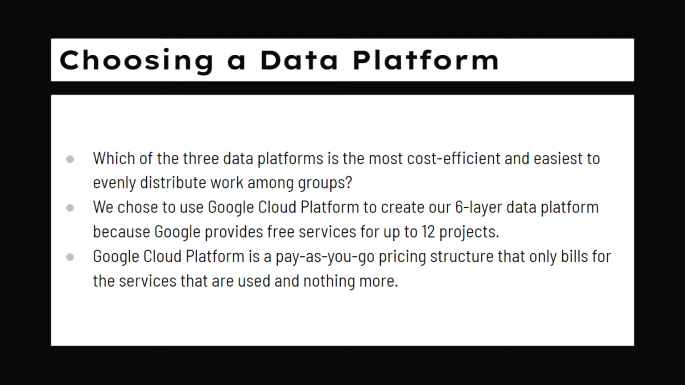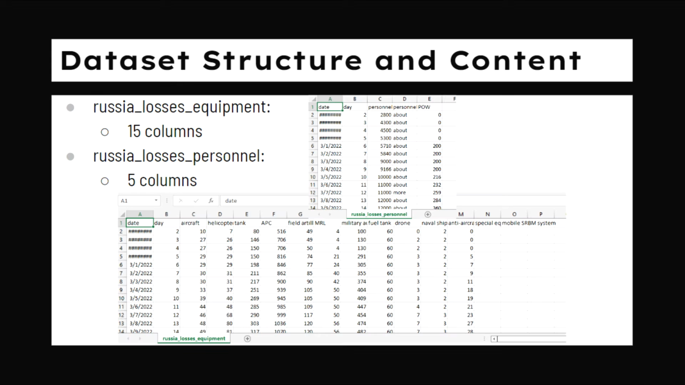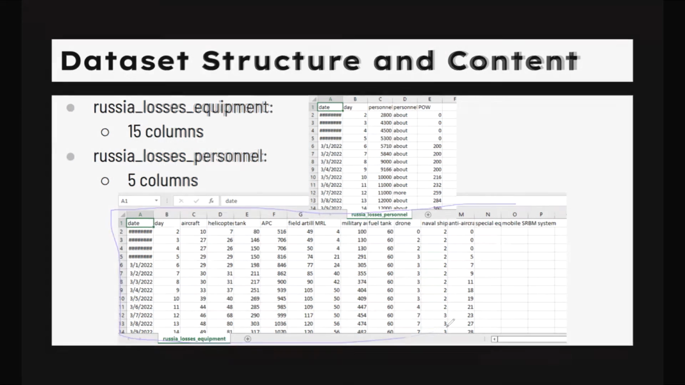Technically, we are in a free trial period without having to enter credit card information. The 13th project will require us to pay, since we do not need this many projects and only need one. Google Cloud Platform services are free for us. Google Cloud Platform is a pay-as-you-go pricing structure that only bills for the services that are used and nothing more. The equipment dataset contains 15 columns, as stated here.